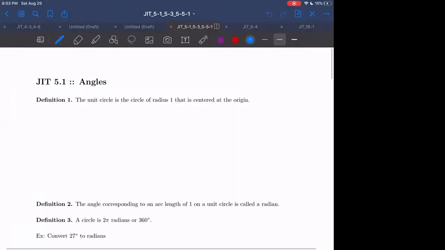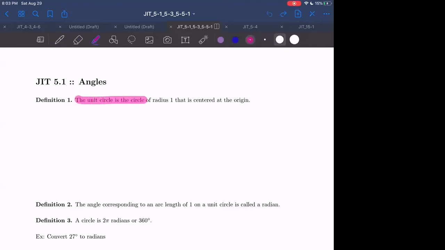All right, everybody. Today we are jumping to chapter 5 in the Just-in-Time book, and we're looking at angles. The first thing we'll define is a unit circle. The unit circle is a circle of radius 1 that's centered at the origin.